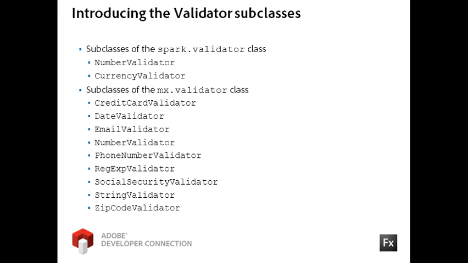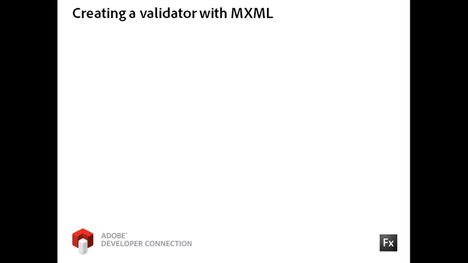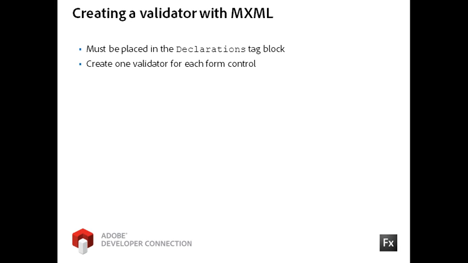You use one of these classes to validate that the data entered into the form controls are acceptable before they are submitted. While the validator classes do affect the visual display of validation messages on form controls, they are not actually visual objects themselves. Therefore, in order to create an instance of a validator class, you must place it in the declarations code block where all non-visual elements are added. Generally, you will create one validator for each form control.